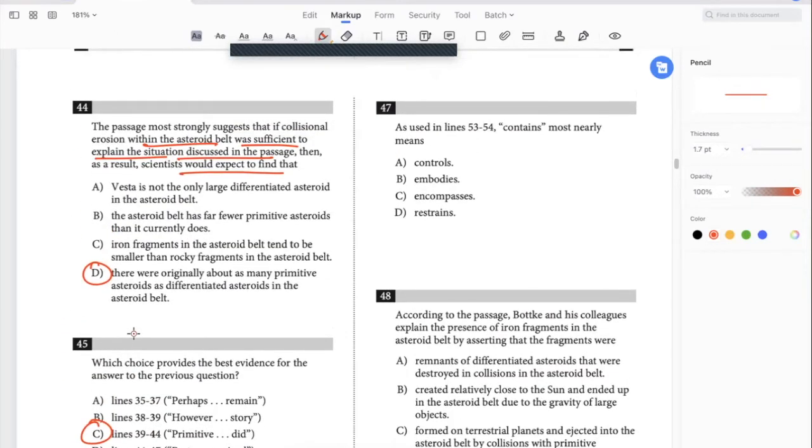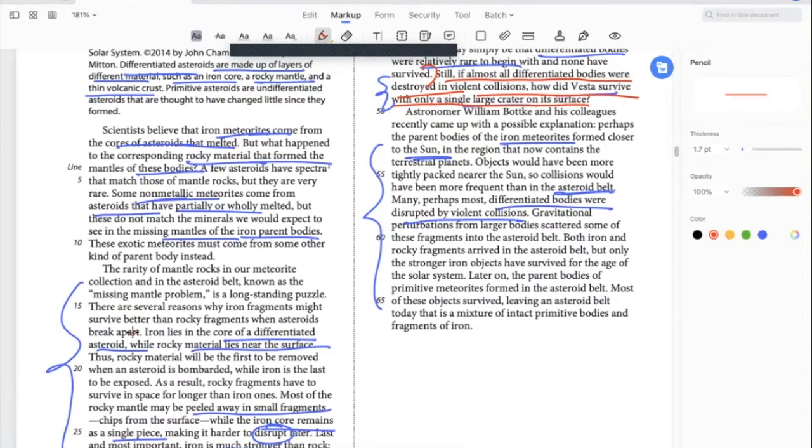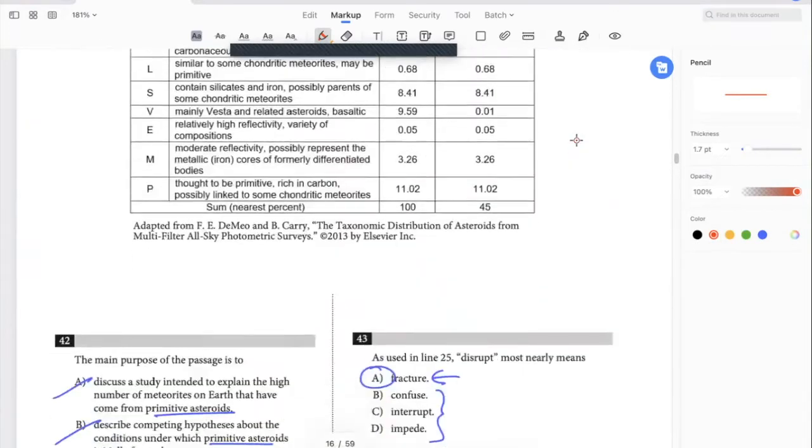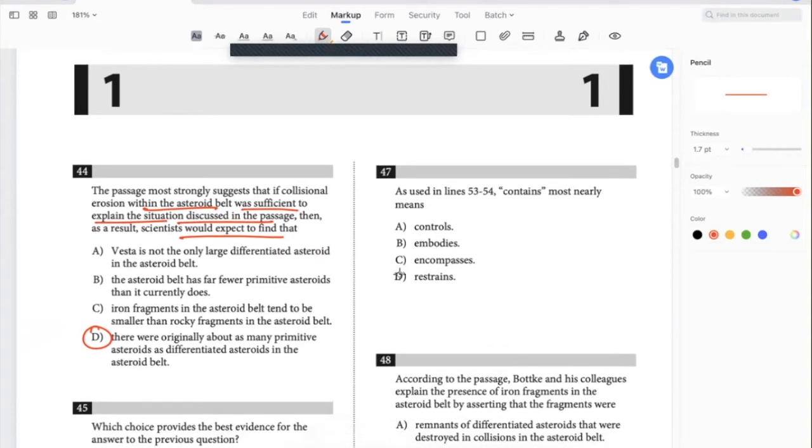As used in lines 53 to 54, contains most nearly means... perhaps the parent bodies of the iron meteorites formed closer to the sun in the region that now contains the terrestrial planets. That now encompasses, right? To encompass is to have, right? So that region has the terrestrial planets. So that's the best answer. Restrain doesn't fit the context, embody doesn't fit the context, and neither does control.